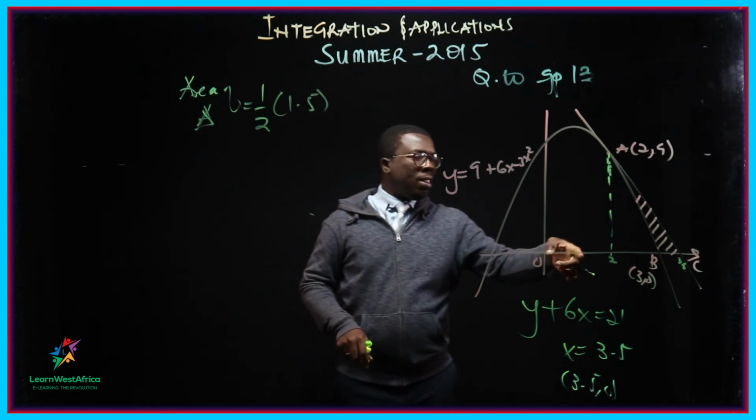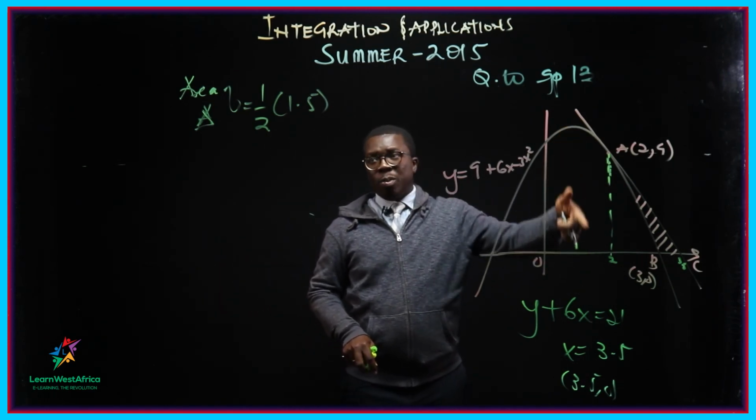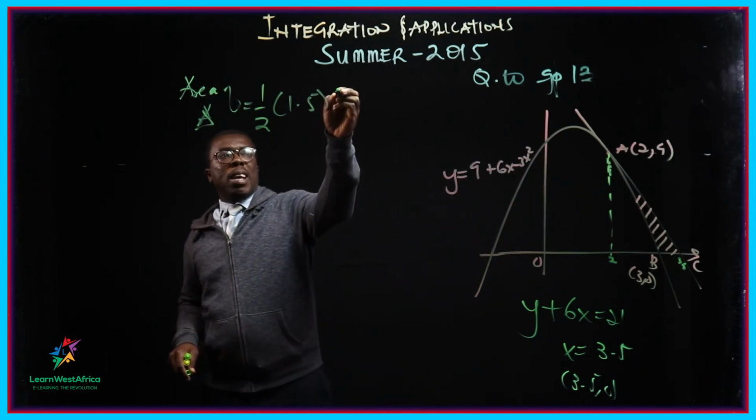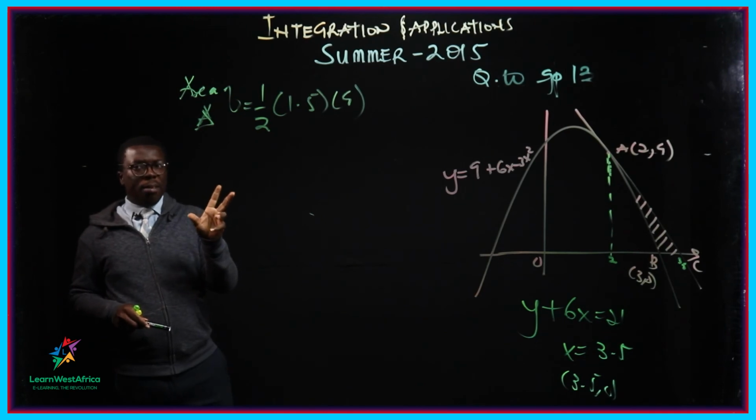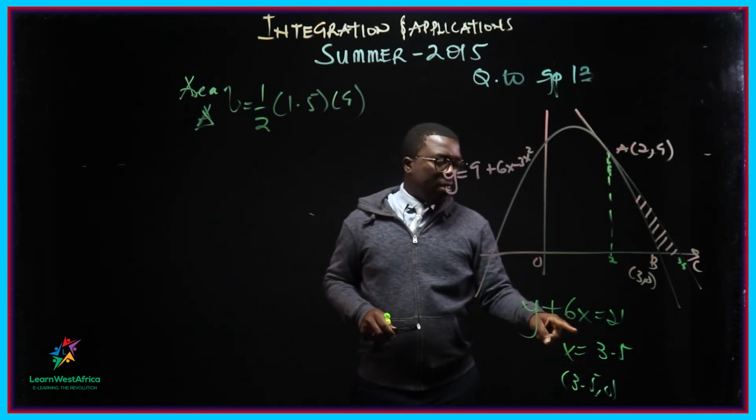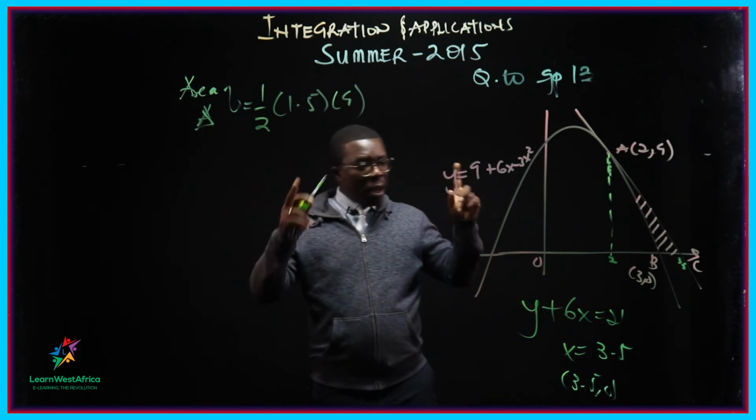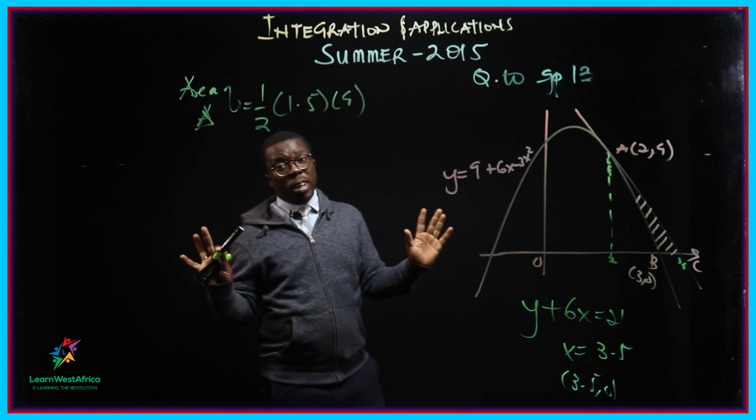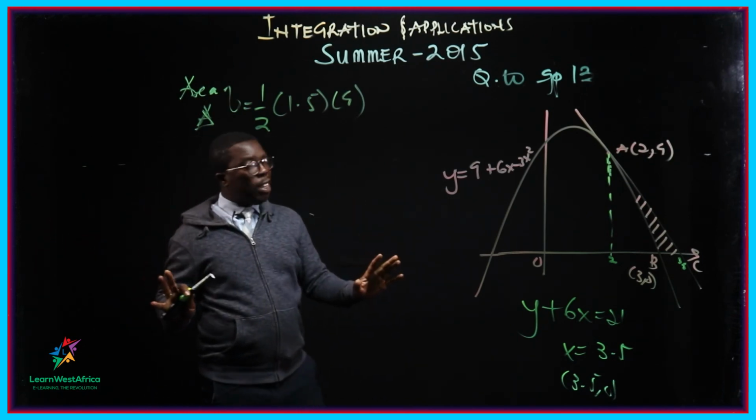And what's going to be the height? The height is going to be up to the y-axis, which is 9. So half times 1.5 times 9. That's a very quick way to arrive at it. Some of you may choose to integrate the line y plus 6x equal to 21 and use the limits of 2 and 3.5. That is okay. No problem. But you can also take the easier route.